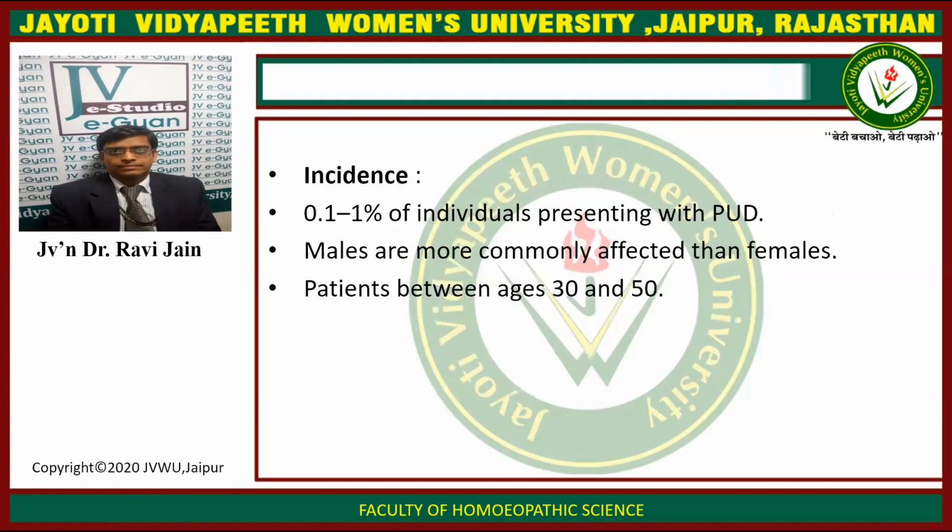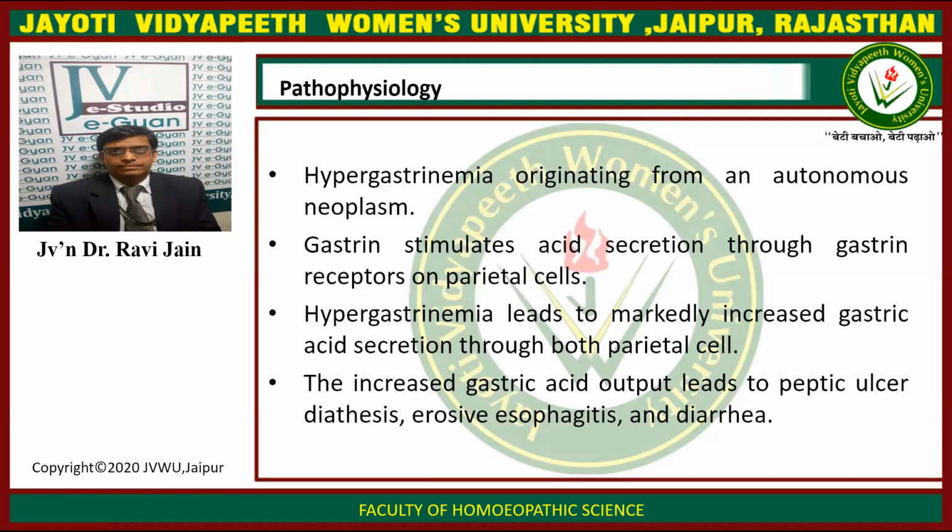Now, what is the incidence of ZE syndrome? It occurs in 0.1 to 1% of the individuals presenting with peptic ulcer disease. Males are more commonly affected than females. The patients most commonly affected are between 30 and 50 years of age.